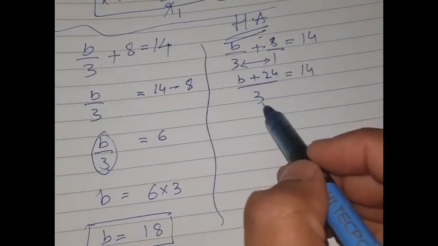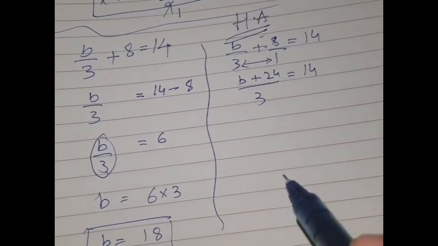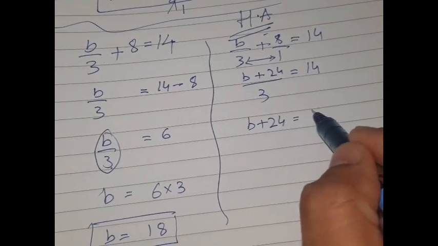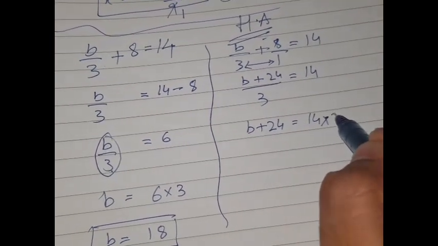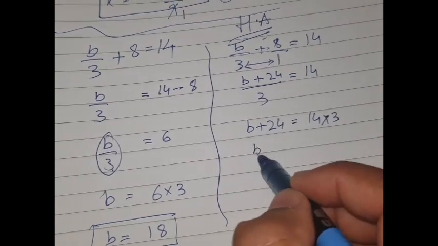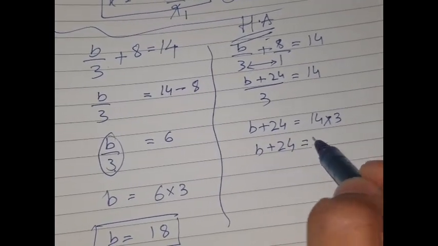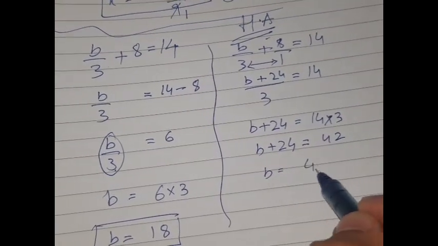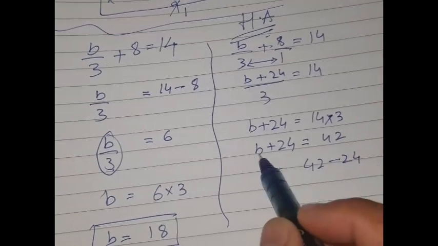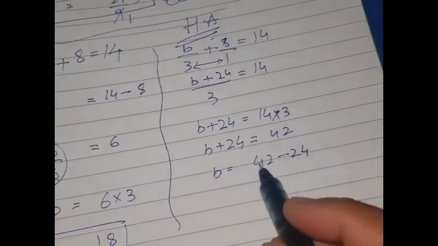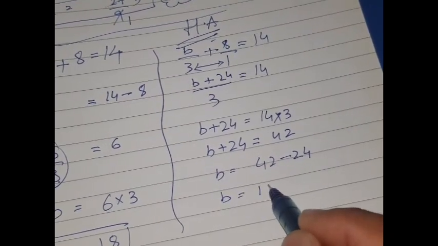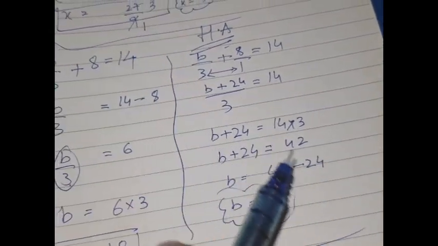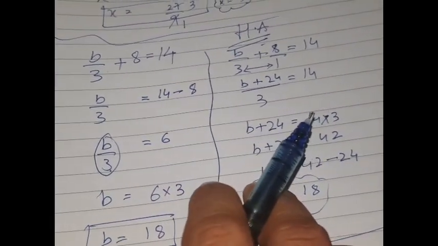Now this 3 is getting divided here, so I'll move it to the other side. If I move it to the other side, b plus 24 stays as it is, and 14 times 3 is what? So I will write here b plus 24, and 14 times 3 is 42. Now b is equal to 42 minus 24, because 24 was adding here. I moved this constant to the other side. So b is equal to 18, which is again my answer. This is how you calculate the value of the variable from fractions.